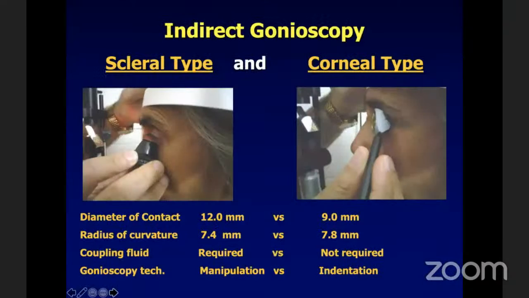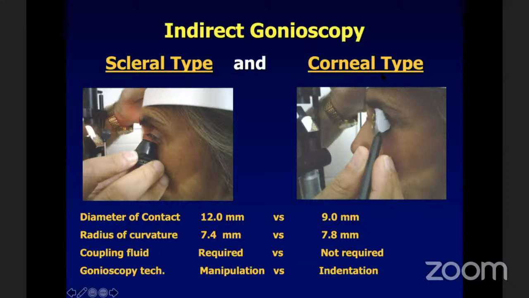The indirect gonioscopy which we do on the slit lamp is again divided into two broad categories: the scleral type gonioscopy, which involves the use of the Goldmann type lenses which have a large diameter of contact, and the corneal type lenses, which includes the Sussman, Posner, Zeiss type lenses, which have a smaller diameter of contact, so they do not require a coupling fluid.